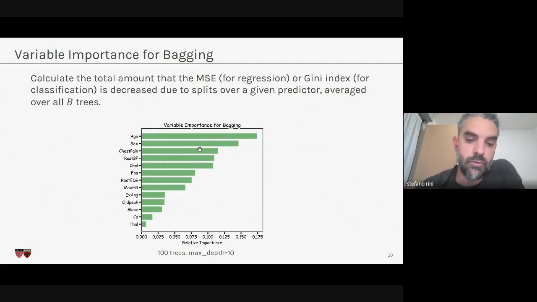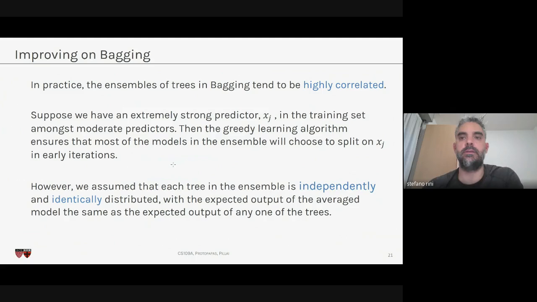Okay, so you would like to come to this type of conclusion where you get a variable importance, meaning that you look at each variable over the 100 trees with a certain max depth, and you see what is the importance given by bagging to a certain variable.